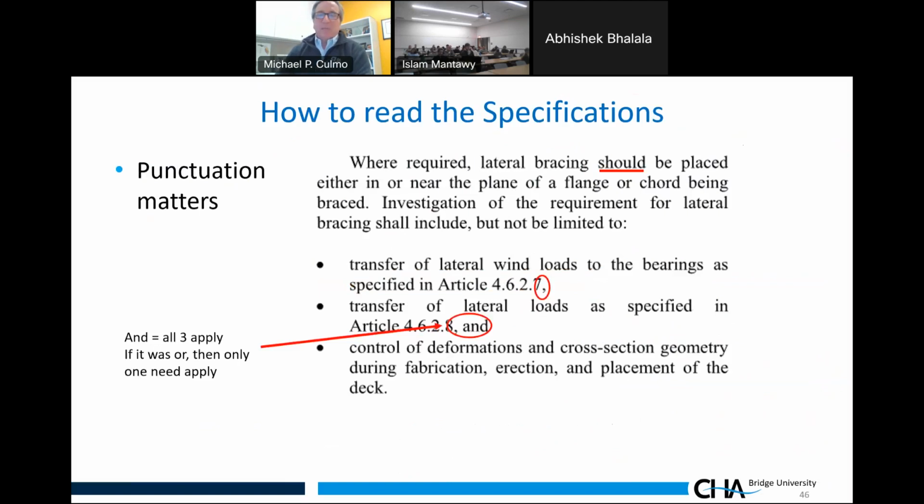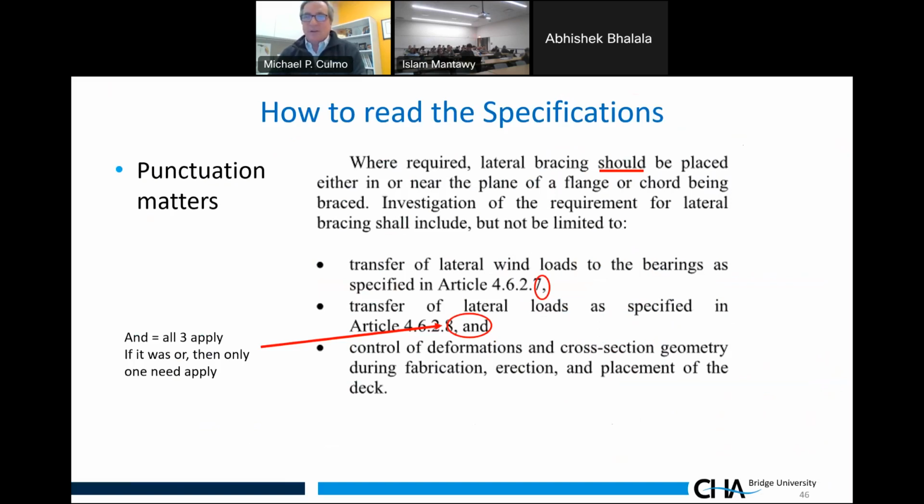Here's another good example. They put bullet lists. They have a provision, and this is interesting. It says required lateral bracing should, here's a should, be placed either in or near the plane of the flange, and so on. And it gives, but not limited to, 3 bullets. The first bullet has a comma. The second bullet has a comma and an and. That's known as the Oxford comma. And then the third bullet. So the question is, how do I apply this provision? The fact that it says and means all 3 of those bullets have to be satisfied to use this provision. If it was an or, then only one had to be satisfied. So be very careful how you read the code.